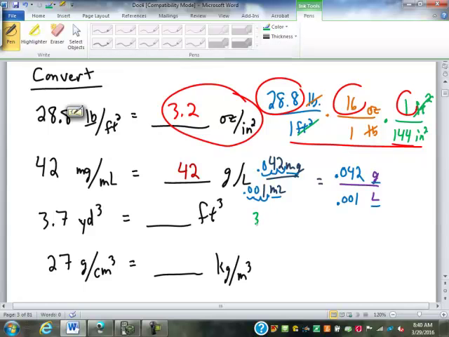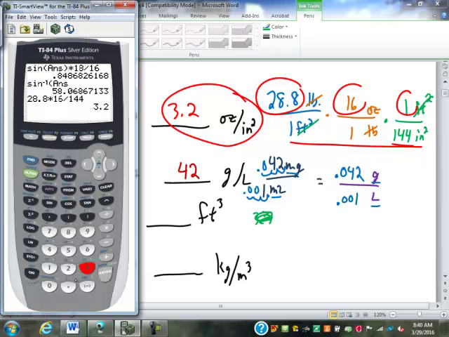3.7 cubic yards. I don't even need to write this one out. I'm going from just a single unit here, cubic yards into cubic feet. Is the unit getting smaller or larger? Smaller. Yards to feet is a smaller unit. The number has to get bigger, so I'm going to multiply by, careful, cubic. So 3 times 3 times 3 is 27. 27 is what I said. 3.7 times 27. There you go.